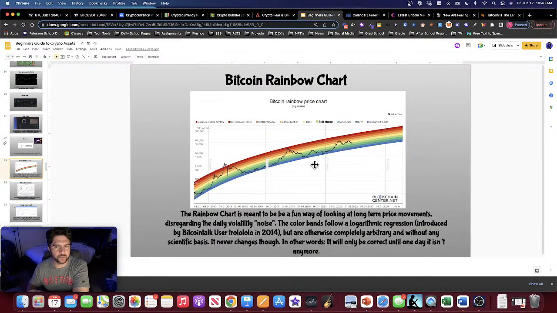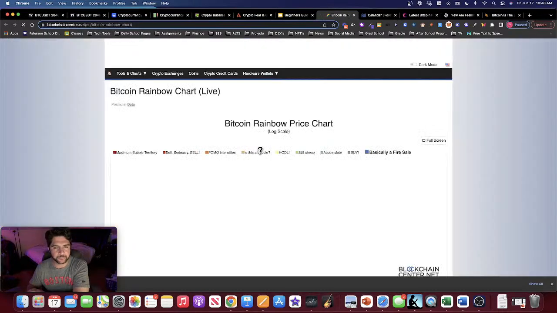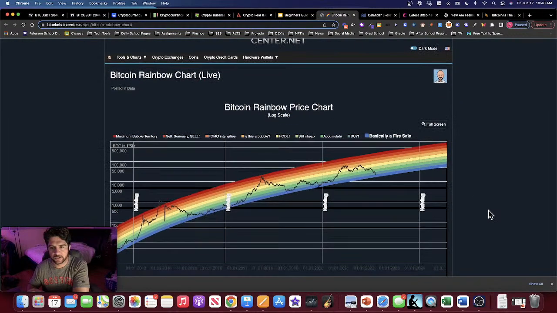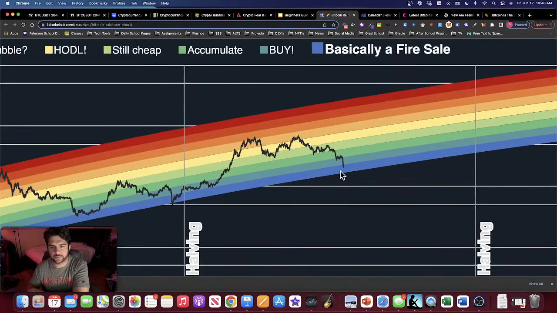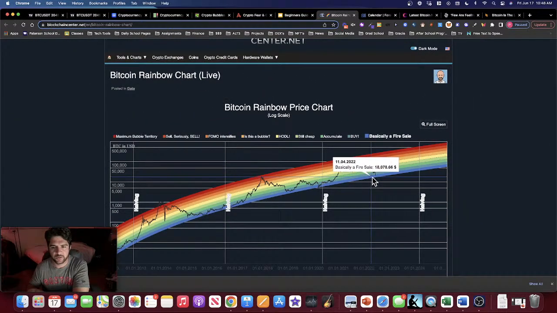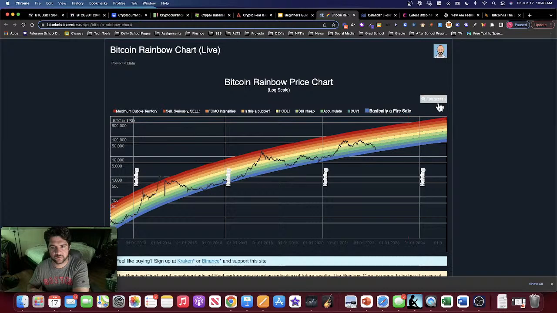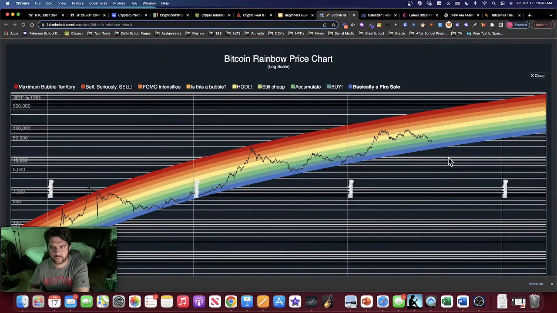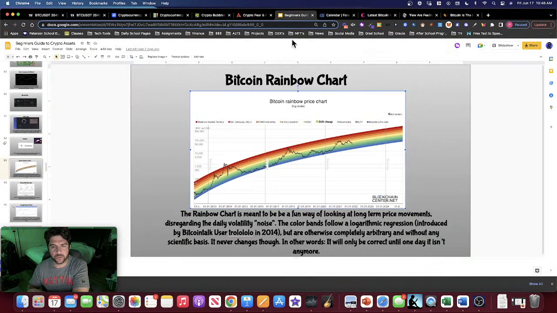Other cool things. So you got Bitcoin's rainbow chart. If you want to click on that, for example, right here, basically a fire sale. That's where you want to be accumulating Bitcoin. Right here. Just saying. That just goes to show you where we're at.